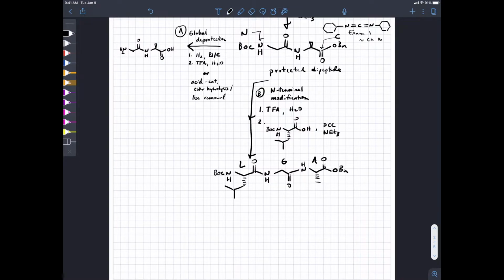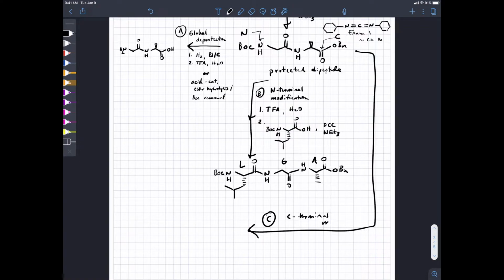Alternatively, suppose we wanted to do C-terminal modification. What we would do is first remove the benzyl ester group, and we would have to do it in a way that does not touch the Boc on that dipeptide. We don't want this to be a nucleophile in the next reaction. We want to use a different amino acid. So we will remove only the benzyl group, whereas before we removed Boc.